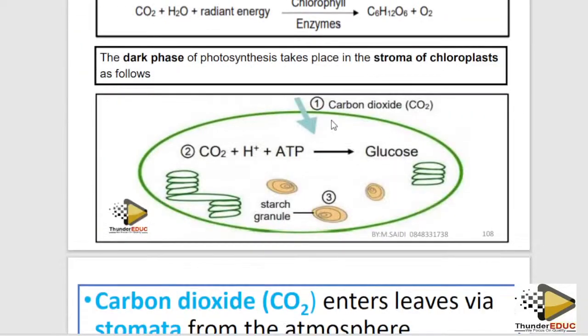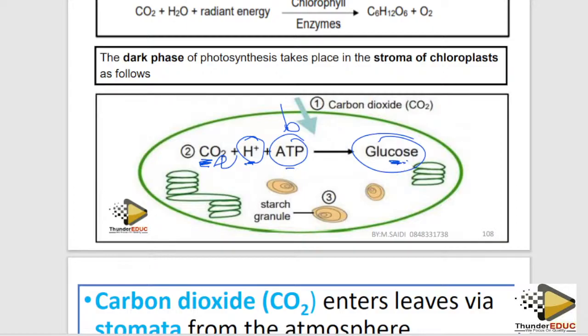So once it enters the dark phase, what happens? This hydrogen is going to combine with the carbon dioxide, meaning that carbon dioxide is being used in the dark phase, plus the ATP, and then glucose is going to be produced. So basically what happens in the dark phase is the combination of carbon dioxide plus the hydrogen ion from the light phase, which occurred in the grana, plus ATP, and then glucose is being formed.